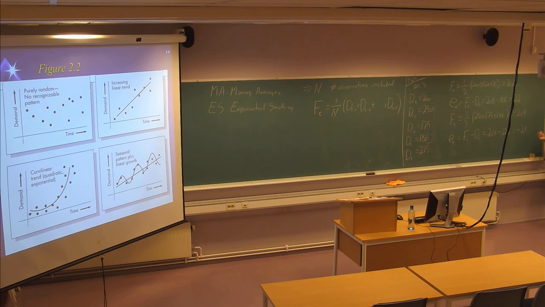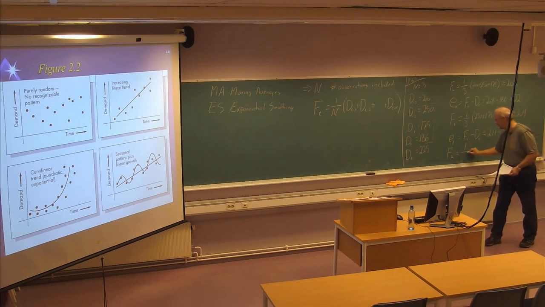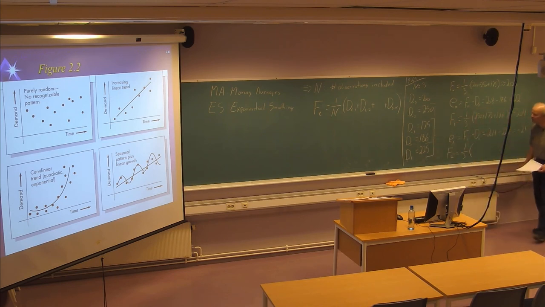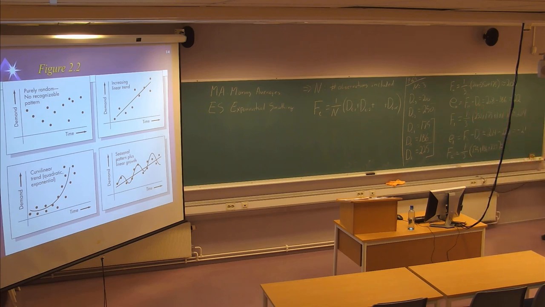And then, again, new data has arrived. We can make a new forecast. So the forecast for period 2 will then still be 1 divided by 3. Now we should include the three most recent values, which means 175 plus 186 plus 225, which will give us a forecast of something. I haven't actually done the calculations on my sheet, but this will be a bit lower than 204, since the value of 250, which is excluded, is higher than the included value of 225. And so we can continue.